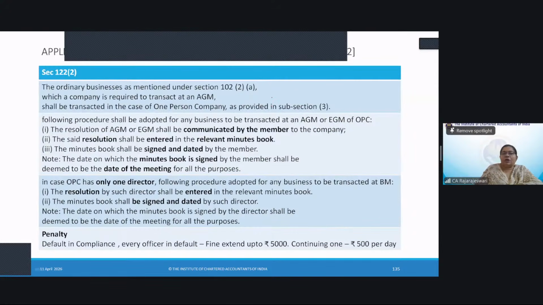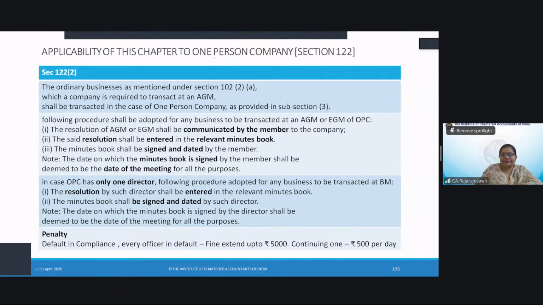Then the ordinary business which is required to be transacted, namely the consideration of accounts or appointment of auditors, etc., which a company is required to transact at an AGM, can be transacted by a one person company. What is the provision? The following procedure you should adopt. The resolution should be communicated by the member to the company. Then it should be entered in the minutes book maintained for this purpose.